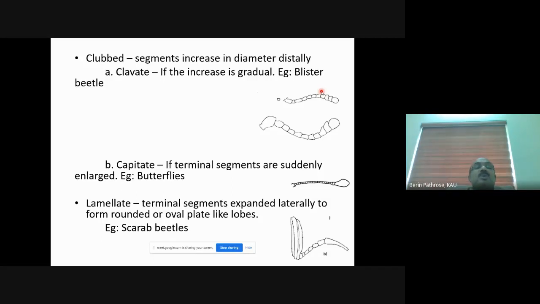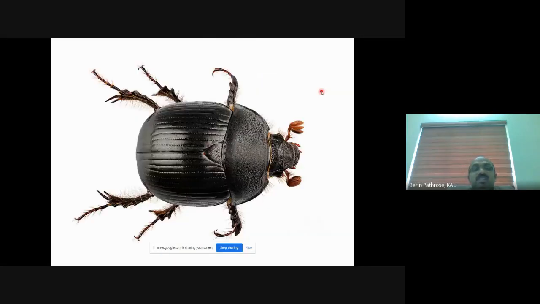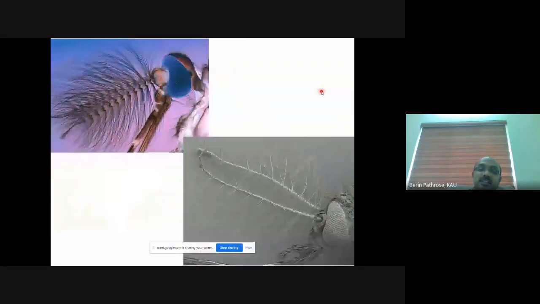Just like we have seen about hypognathous, prognathous, and opisthognathous. Whenever you are writing about types of it, in hypognathous you should invariably write the example as grasshoppers. In prognathous, you should write the example as beetles or ants. And in the case of opisthognathous, the example should be bugs. So this is the case of types of insect antenna.